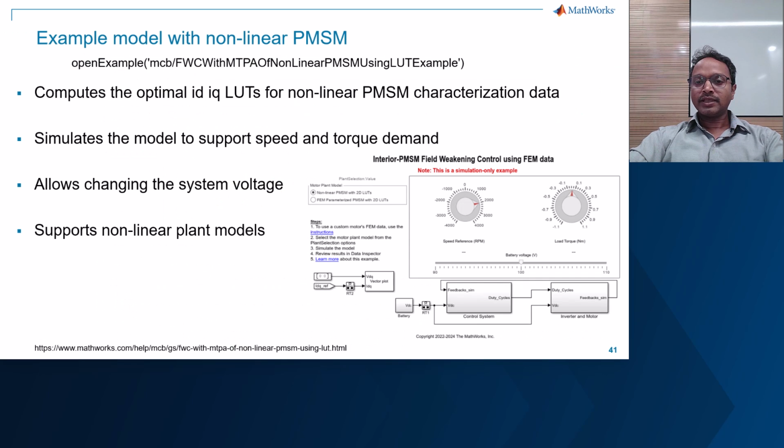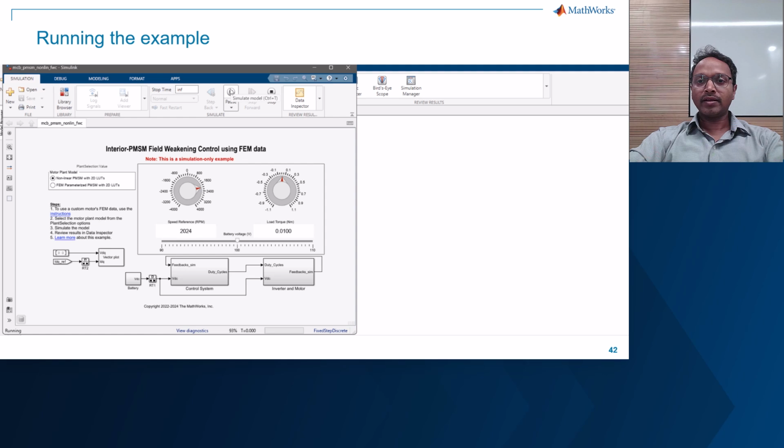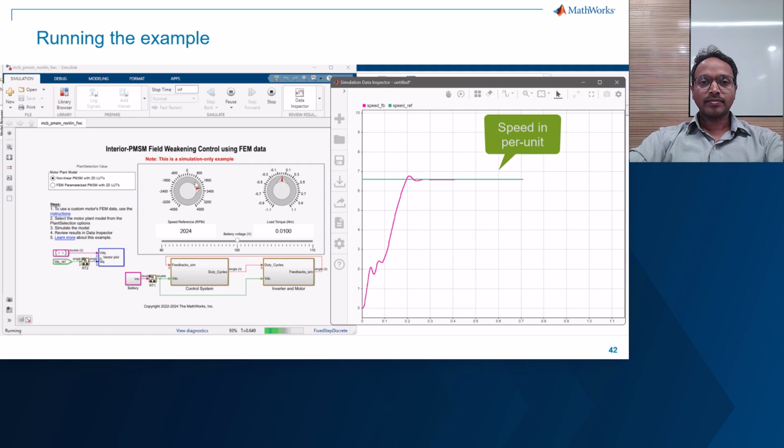This model allows changing the system voltage and also supports nonlinear plant models through the radio selection at the top left. The operating speed and torque can be changed through the dials provided on the model to allow the simulation of different operating conditions as long as the picked operating conditions are within the possible speed torque envelope. Here you can see the screen grab of running the example.